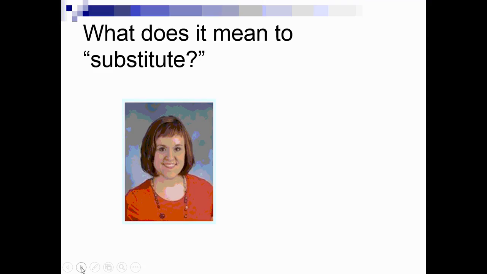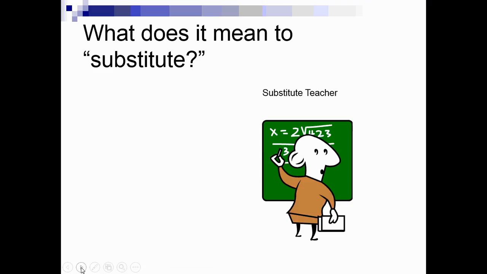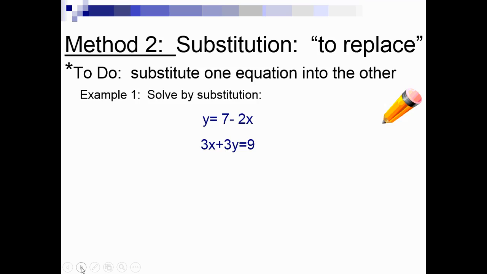So be thinking about what does it mean to substitute. That's when Mrs. Kincaid is not there and there is a teacher there instead of me. They follow my daily schedule, they report to all my classes in the same way. So they've replaced me essentially for the day. We need to do the similar thing with our equations. So method 2 says we are going to substitute or to replace. We're going to substitute one equation into the other essentially. We're going to substitute an expression from an equation especially into another.